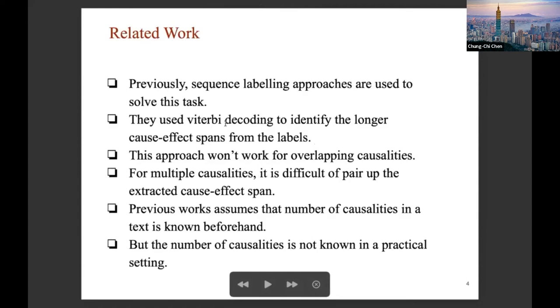This approach has some definite problems. One problem is overlapping causalities. If one cause span or one effect span is shared across multiple causalities, this kind of approach won't work. Also, in case of multiple causalities, pairing up the cause and effect spans based on their nearby location may not be the optimal solution. And also these works assume beforehand how many causalities there will be, so three or four. But in practical settings, we would not know how many causalities there are. That number will be unknown.